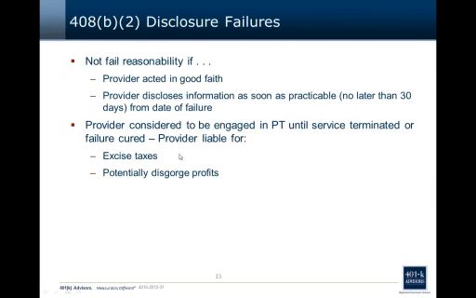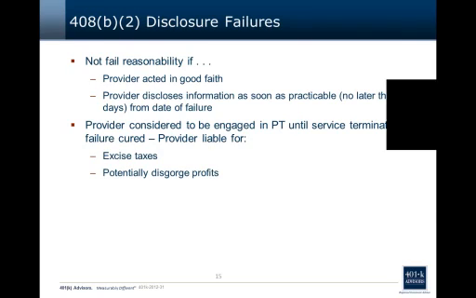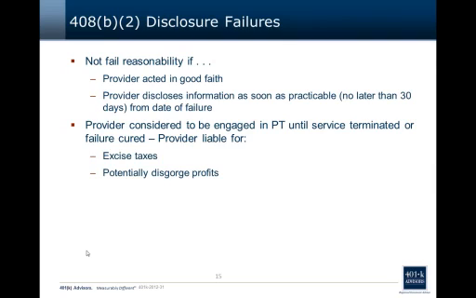Okay, what happens if you don't get this information? Really, the onus is not on you as a plan sponsor. It's going to be on the provider. So as long as the provider acted in good faith and discloses the information as soon as practicable from the date of failure, there won't be a problem. However, if they don't, then there could be excise taxes, and it could have an impact on profits that may have been gained as a result of the lack or the delay in timing.